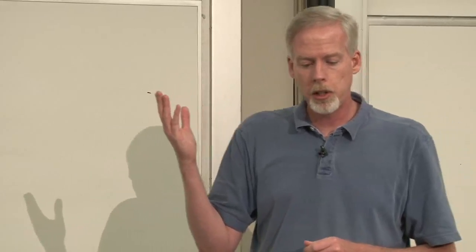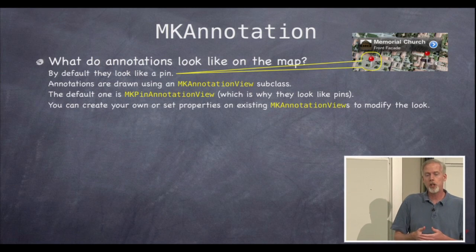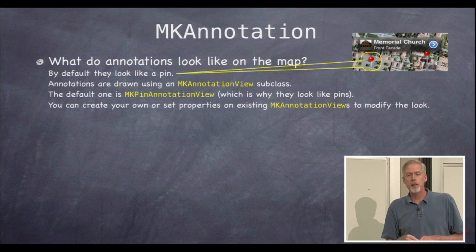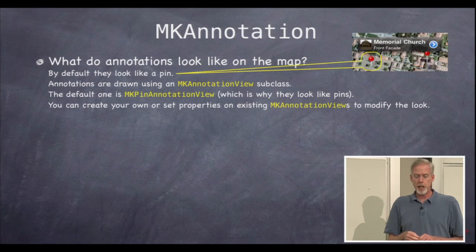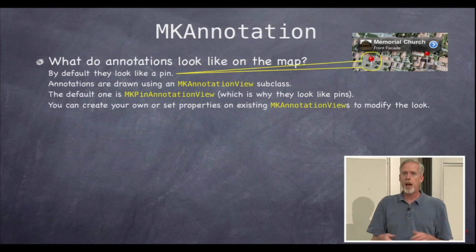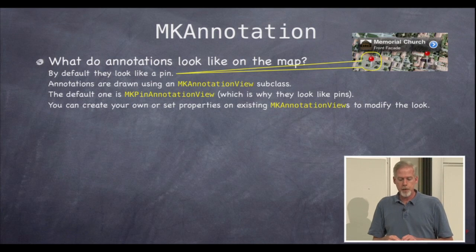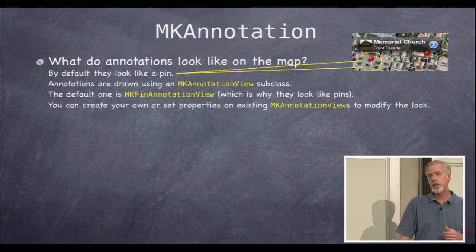All right, so just a little more about what the annotations look like on the map. You can see that the MKPinAnnotationView, which is a view that's in MapKit, is the kind of default one, and that has a couple of properties on it you can look at, like you can set the color of the pin: purple, blue, or red, I think are the choices. So that's kind of the default, but you could create your own subclass of MKAnnotationView as well.